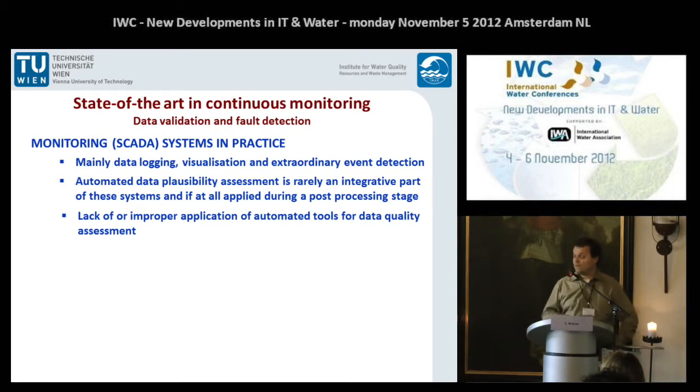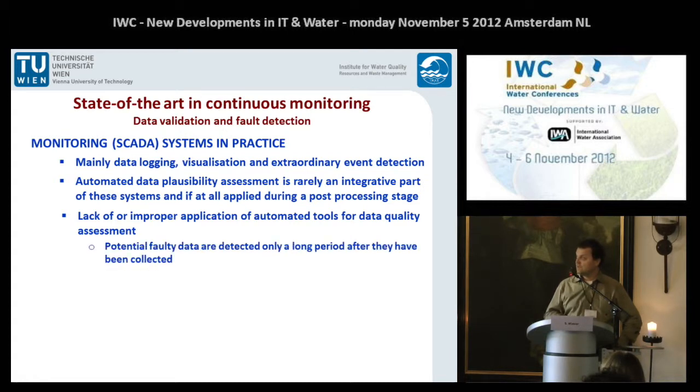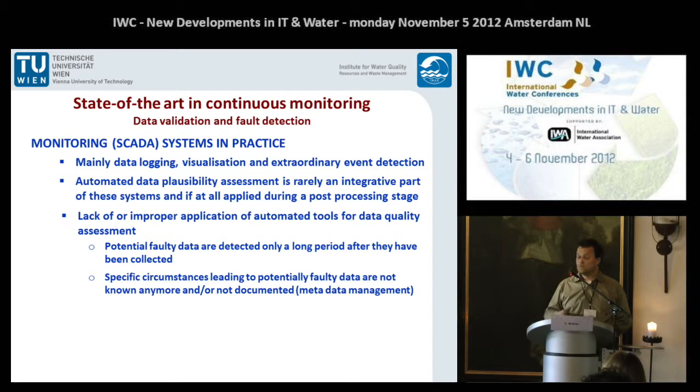There is a lack or an improper application of automated tools for quality assessment, and this ends up that you do not see any potential faults in your measurements, or only a long period after they have occurred. You don't really know the circumstances that lead to this error. Was it an instrument problem, or what was the problem?